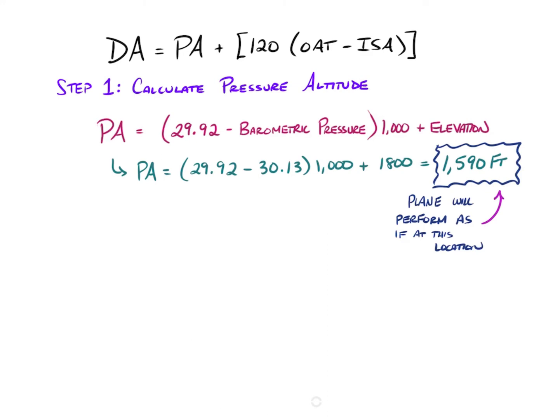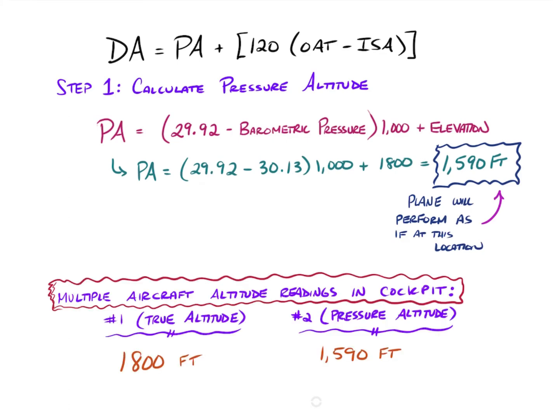But the plane doesn't know that. As far as the plane's concerned, it's no different than if it dropped to 1,590 feet on a normal day and is now flying in higher quality air. So again, you're going to have multiple altitude readings in your aircraft. If you're in the cockpit, you'll see in this case that the true altitude reading is 1,800. That's literally how far you are from sea level. But the pressure altitude tells you that you are flying in higher pressure air, meaning your plane thinks it's a little bit lower. So you know from that difference that you are flying in higher quality air.